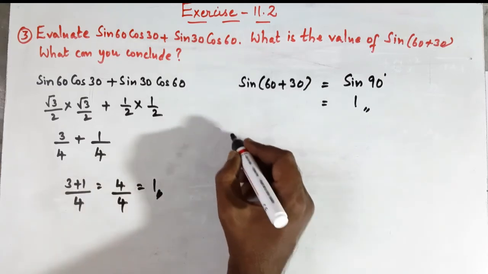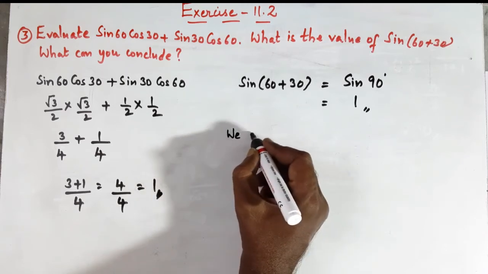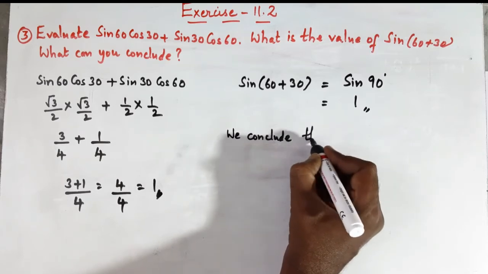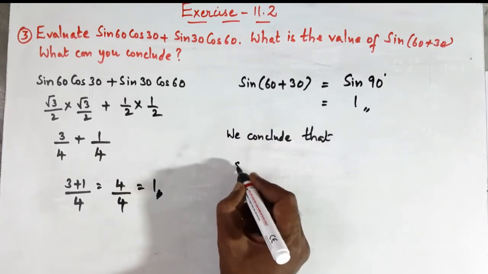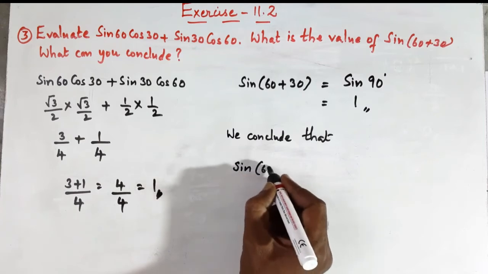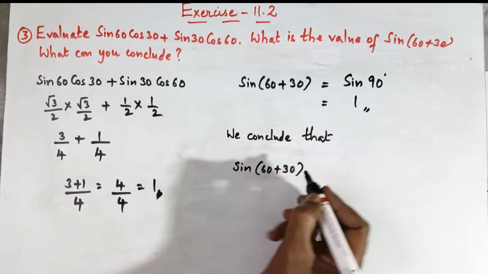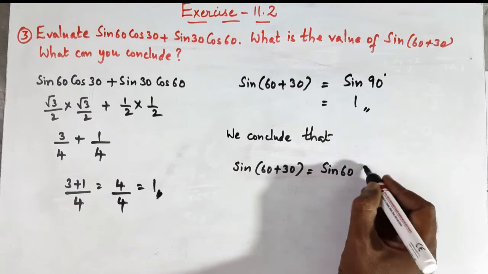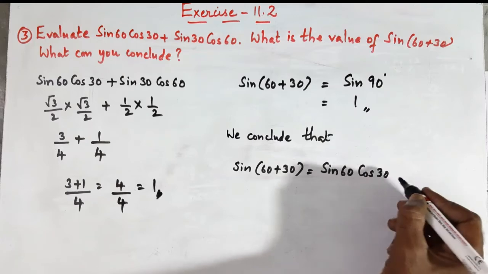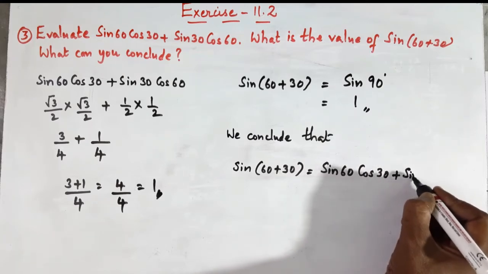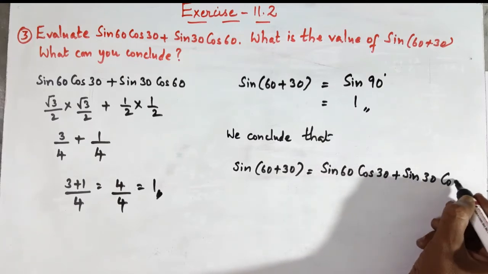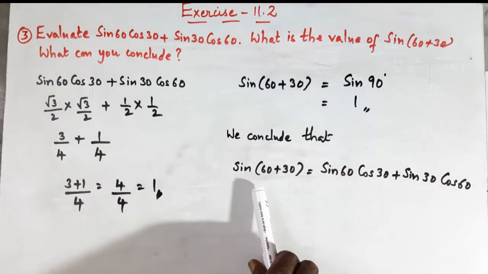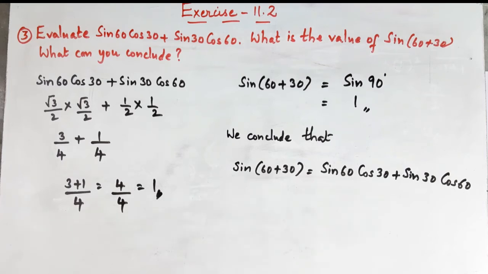So what do you conclude? We conclude that sine of 60 plus 30 is equal to sine 60 cos 30 plus sine 30 cos 60. Okay. So these two values are equal. So we can conclude that these two are going to be equal.